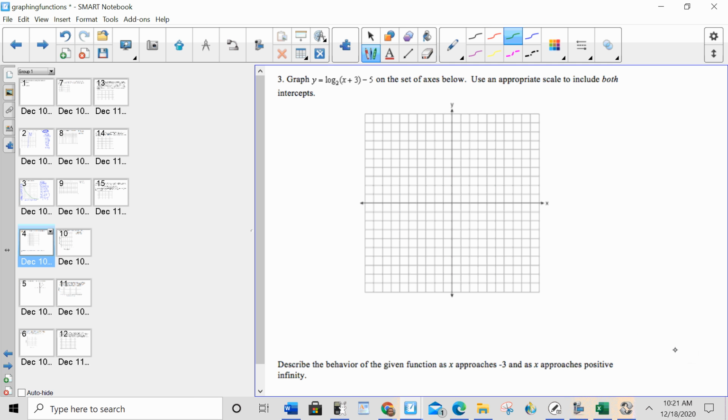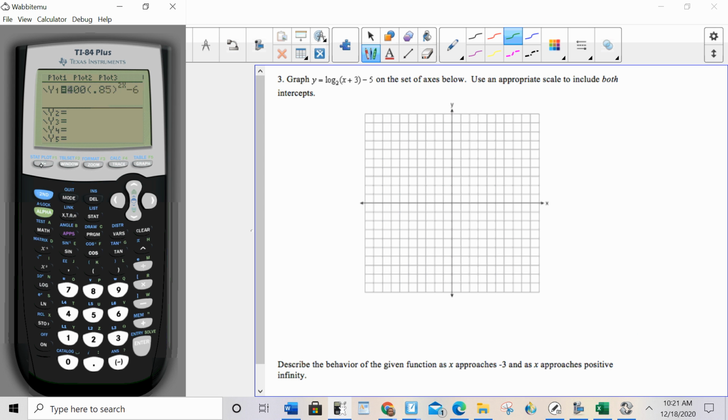So let's go to my calculator. Let's go to y equals. Let's type it in. Alpha window 5 for log base. We learned that earlier this year. X plus 3 minus 5. Zoom 6.